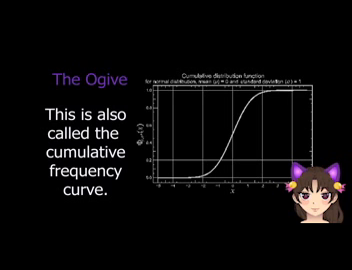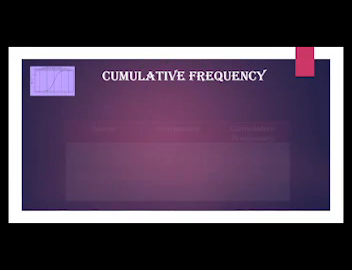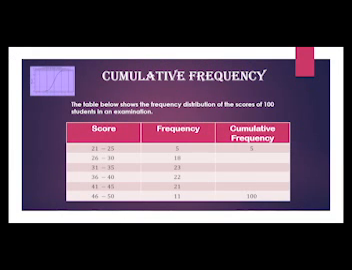Doing your cumulative frequency curve all begins with your cumulative frequency. So we're going to take a look in a little bit at the cumulative frequency because we need to know where our data is coming from before we even start with creating our graph. This is the question. The table below shows a frequency distribution of the scores of 100 students in an examination. So we're going to take this particular table, complete the cumulative frequency column, and then find where the points that we need for our graph come from.